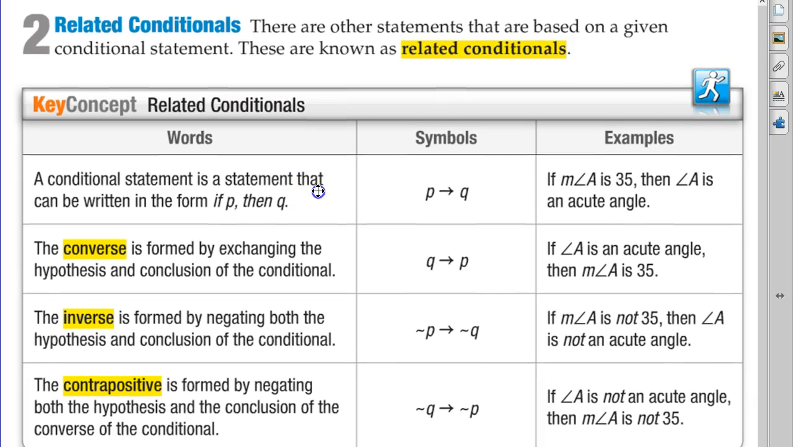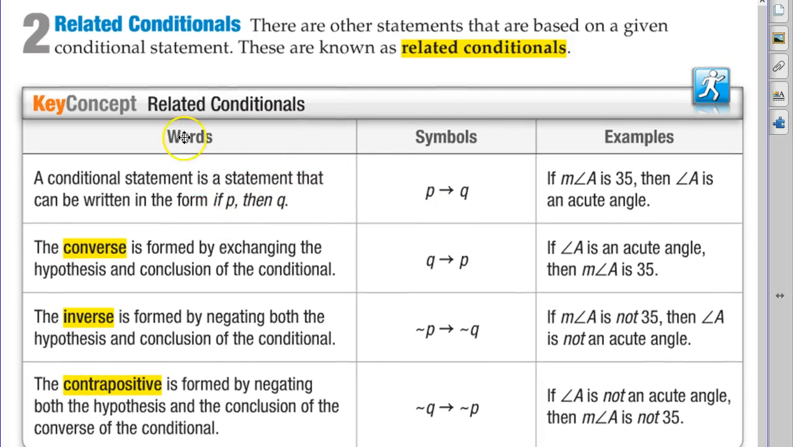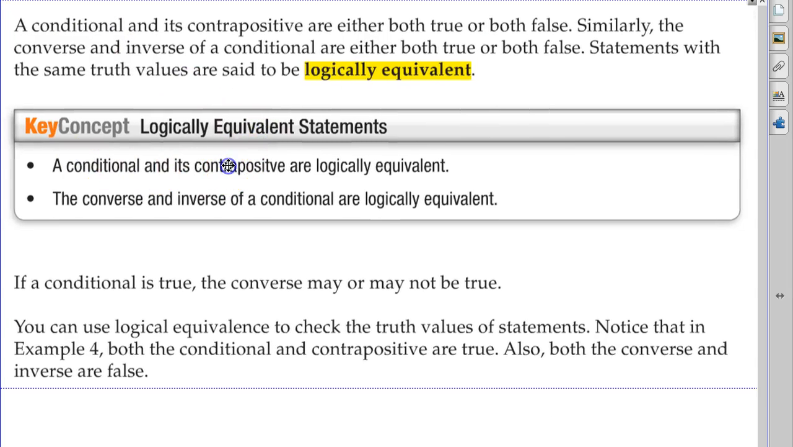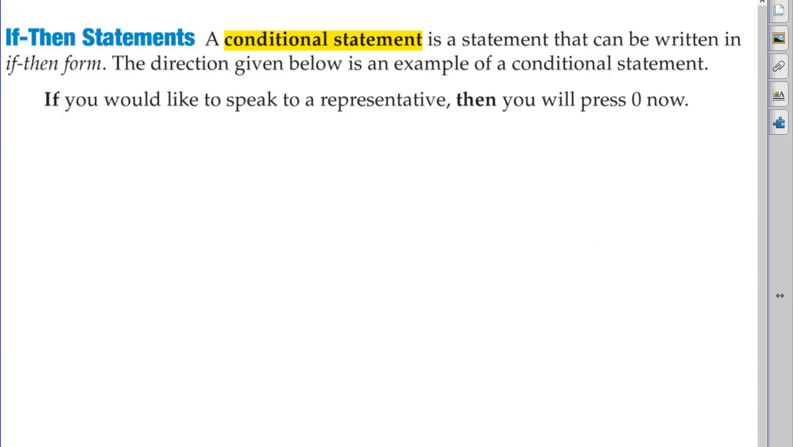Whenever you have the related statements, the conditional, converse, inverse, contrapositive, the conditional and the converse and the inverse and contrapositive are actually more related. A conditional and contrapositive are equivalent. Converse and inverse are equivalent. So they work out that way. So let's go back here.